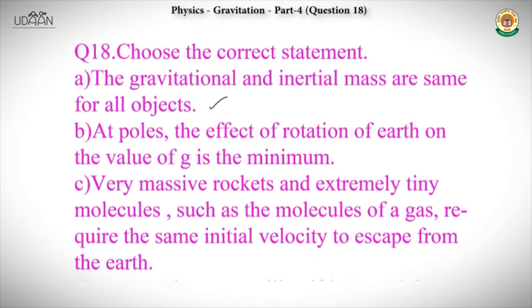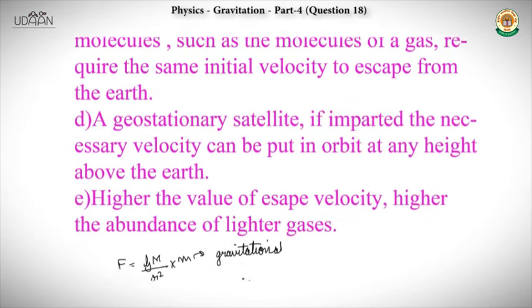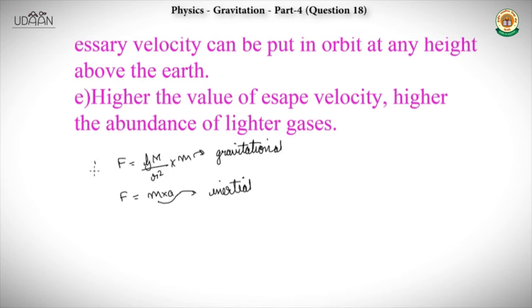Now coming on to the second option, which says, at poles, the effect of rotation of Earth on the value of g is the minimum, g being the acceleration due to gravity. Yep. So we'll have to see the theory behind it, a little bit of it. If this is the Earth and this is the angle with the equator, theta, the centripetal force is m omega square r cos theta, and this is the mg. So the net force will be the vector sum of both of them. So another cos theta term will come in. So it will come out to be cos square theta.